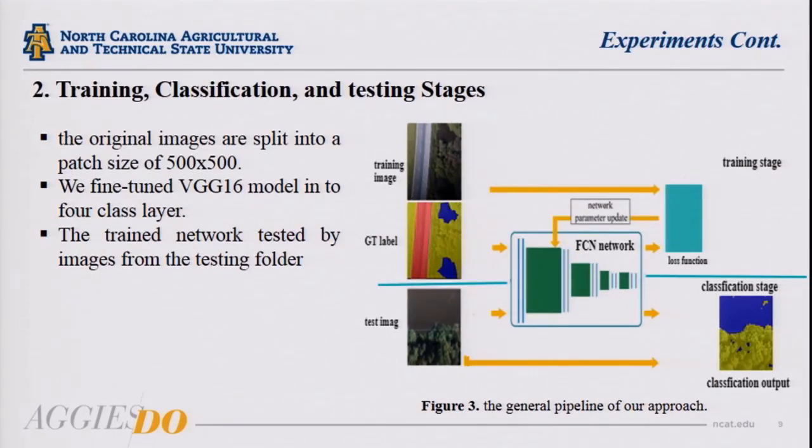We have training, classification, and testing stages. In the training stage, we feed the computer all 100 images and their corresponding ground truth labels.